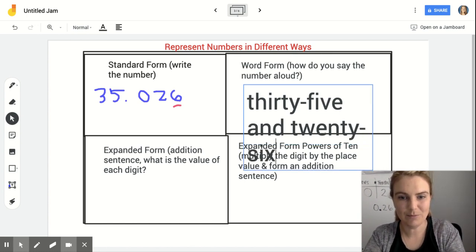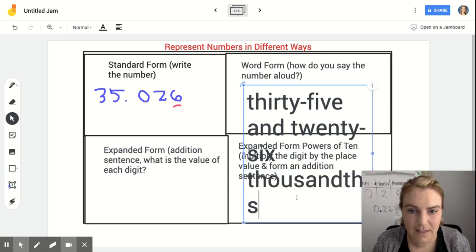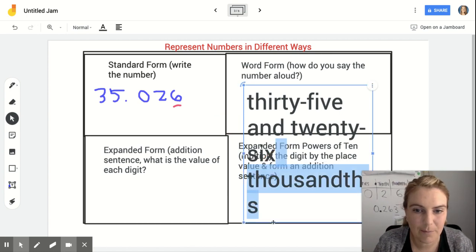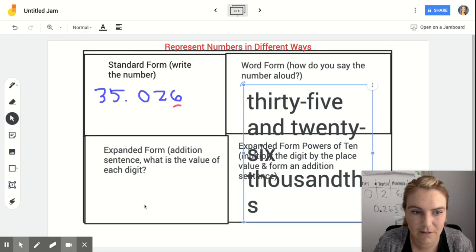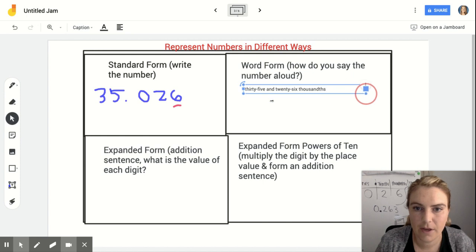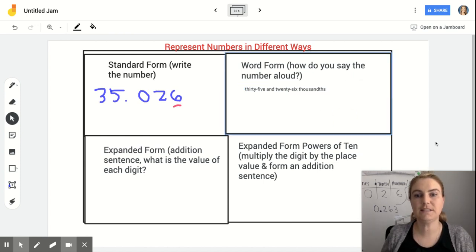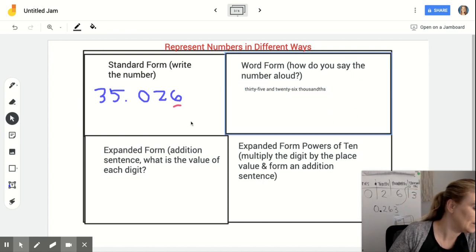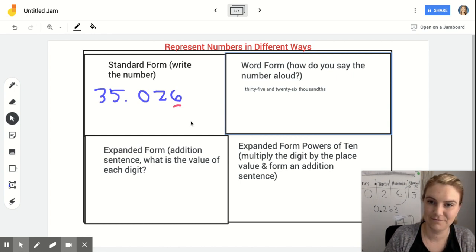and then what was the place value that the 6 is in? It's thousandths. Oh my gosh, I need to fix this. I apologize. Let me fix my font. Okay, 35 and 26 thousandths is how we say this number aloud.